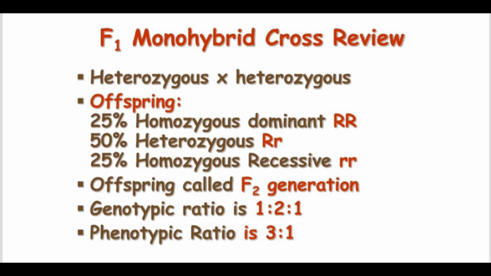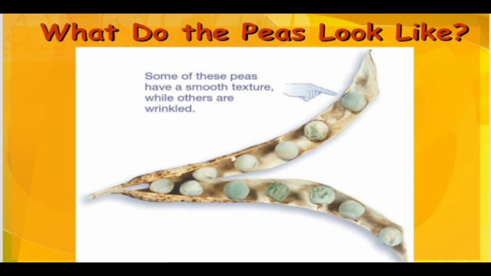You can see it is 25% homozygous dominant capital R, 50% heterozygous, and 25% homozygous recessive. You can see in this figure how the P generation looks. You can see that a few are round and a few are wrinkled over here.